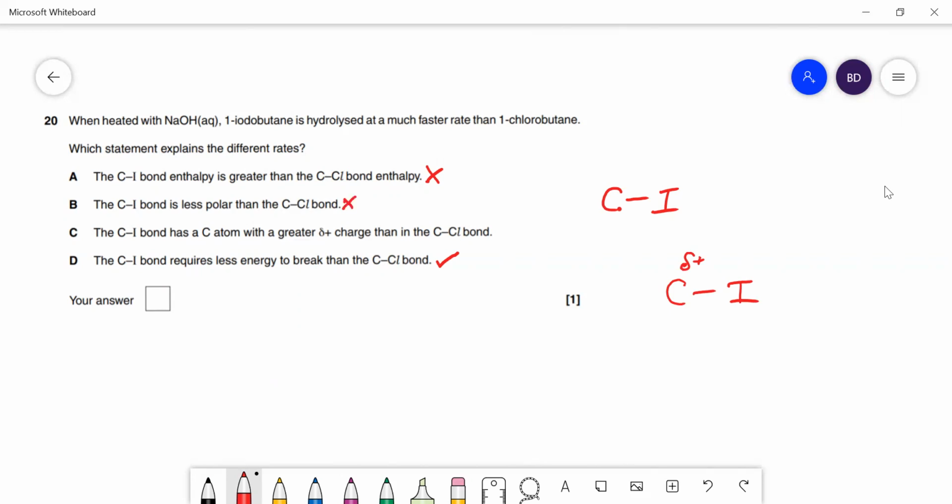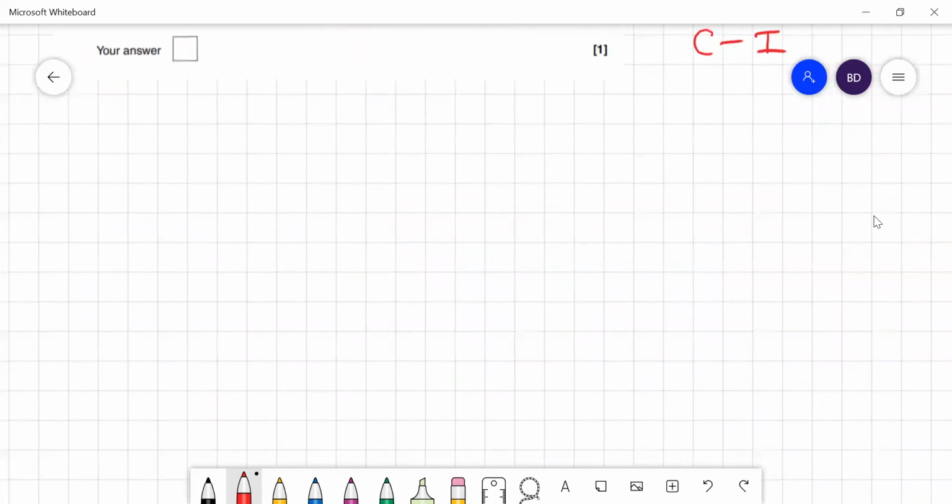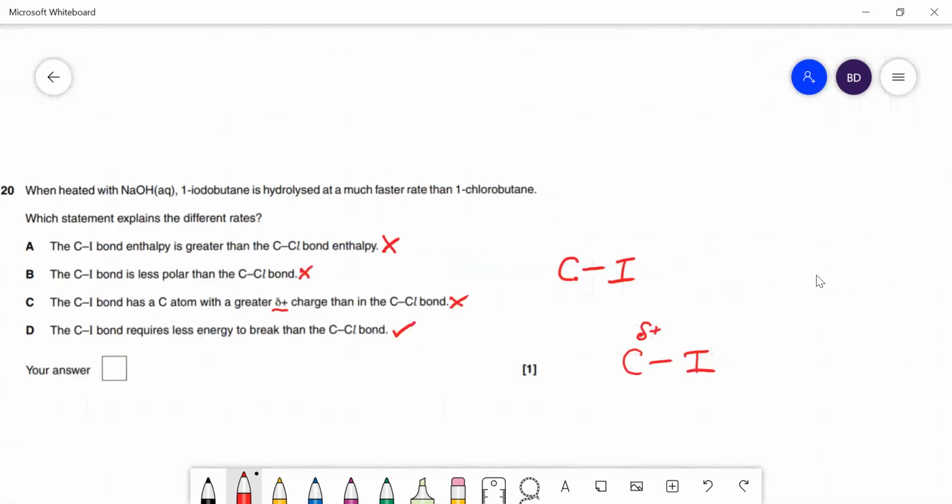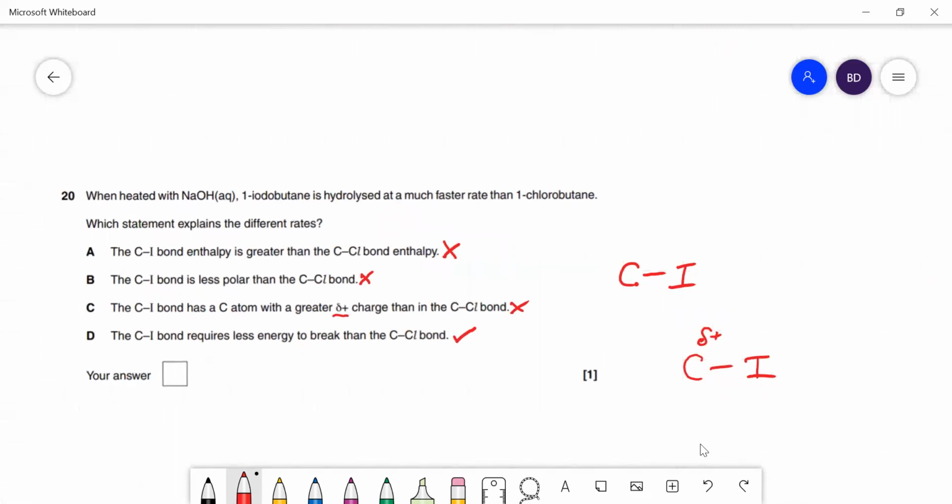And this one, the C-I bond has a carbon atom with a greater delta positive charge. Now it's going to be lower, isn't it? Because iodine is not as electronegative as chlorine, so that's wrong for that reason. 20 is D. Okay, so that's the end of the multiple choice section, and I will cover section B of the paper in the next video.